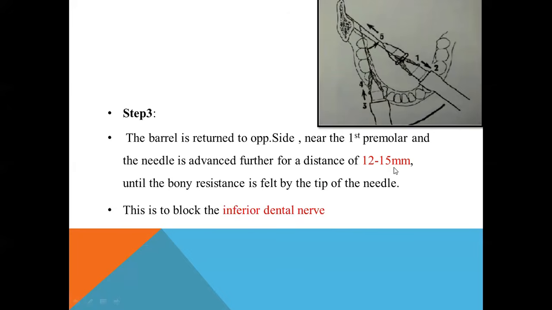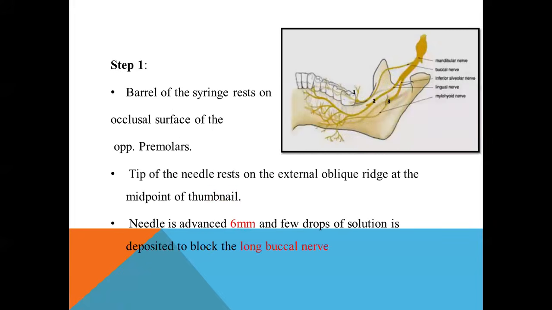So in total, absolutely 25 to 26 mm of needle is inserted inside the tissue. In the third step, you are going to block the inferior dental nerve. These are the most important questions in the indirect technique given by Fischer: the 1, 2, 3 technique. In the first technique, you are going to block the long buccal nerve. In the second technique, you are going to block the lingual nerve. In the third technique, you are going to block the inferior alveolar nerve.